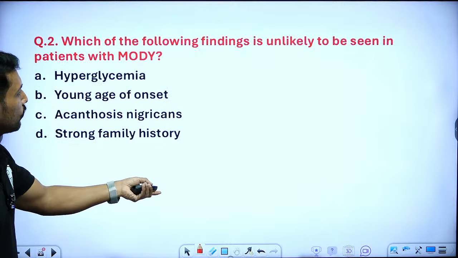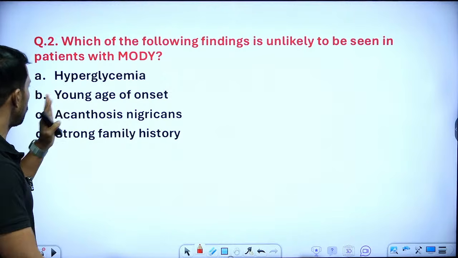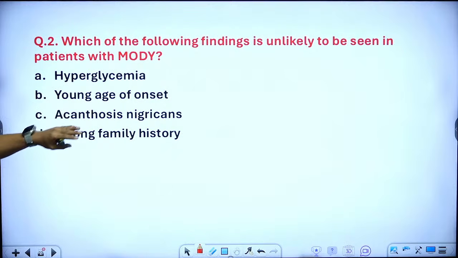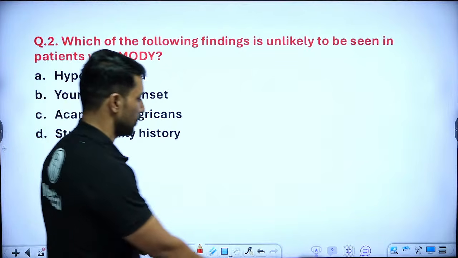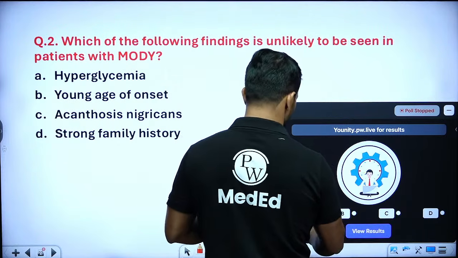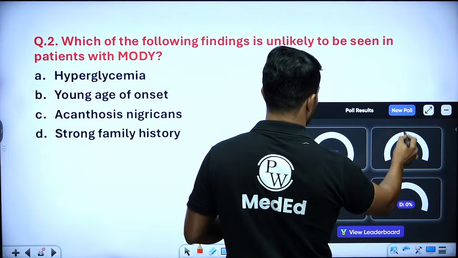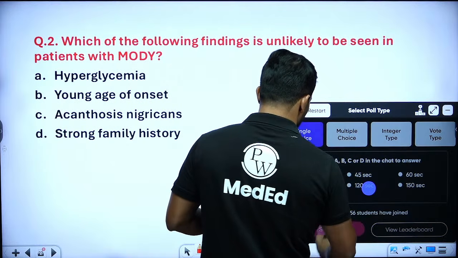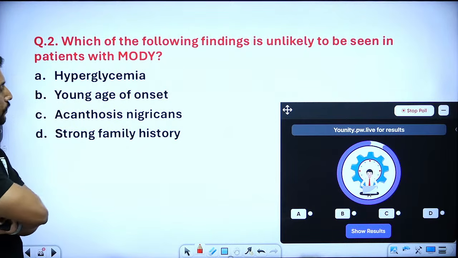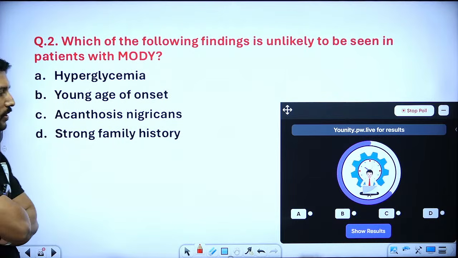Okay, I'll go through one more question before we wind up for today. Which of the following findings is unlikely to be seen in patients with MODY? There are 4 options: hyperglycemia, young age of onset, acanthosis nigricans, and strong family history. Let's run a quick poll on this question as well and see how many of you can give the right answer.